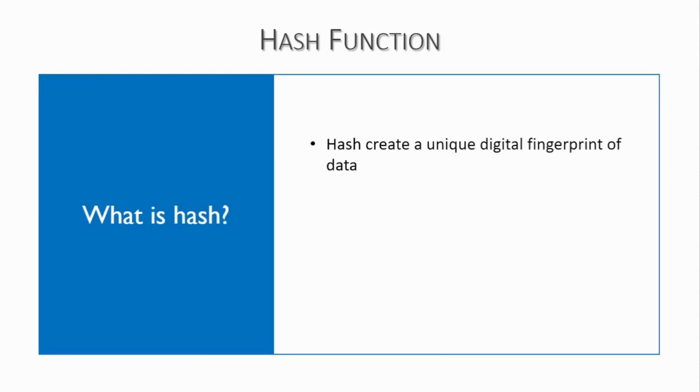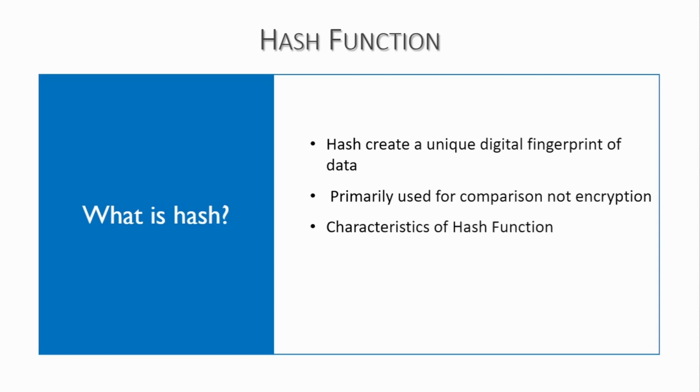Hash is a function that will generate a unique digital fingerprint of data. It's primarily used for comparison purposes and not for encryption, like when you want to know if two pieces of data are identical, so you create a hash of both, and if the hashes match, then these data pieces are identical. There are three characteristics of a hash.